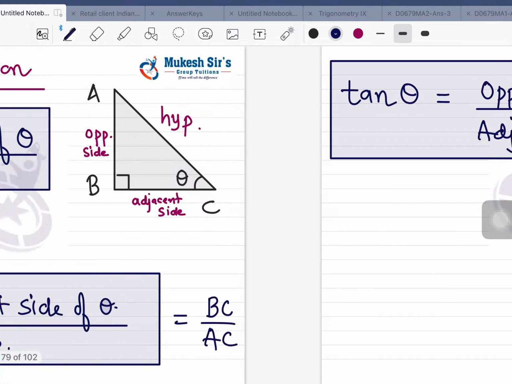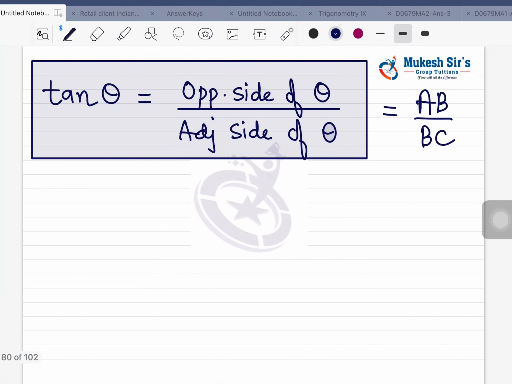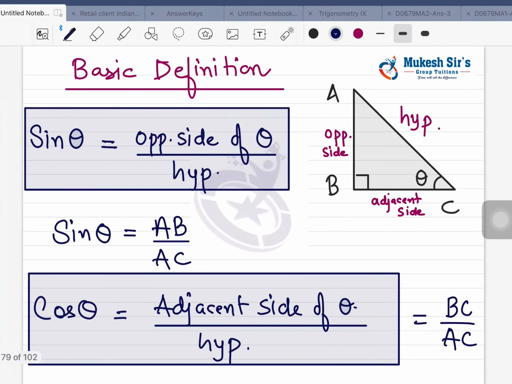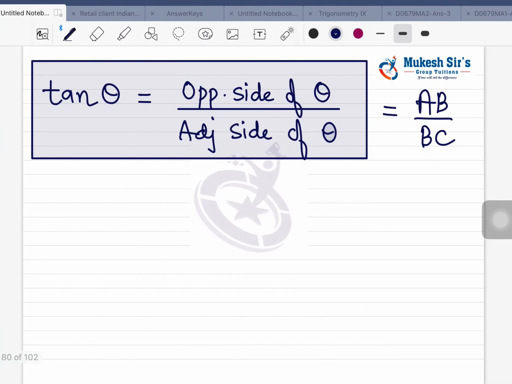So these are the three basic definitions. Sin theta is equal to the opposite side of theta upon hypotenuse. Cos theta is the adjacent side of theta upon hypotenuse. And tan theta is the opposite side of theta upon the adjacent side of theta. Clear? Read it once again properly. Sin theta is opposite upon hypotenuse. Cos theta is adjacent side upon hypotenuse. And tan theta is opposite side upon adjacent side.